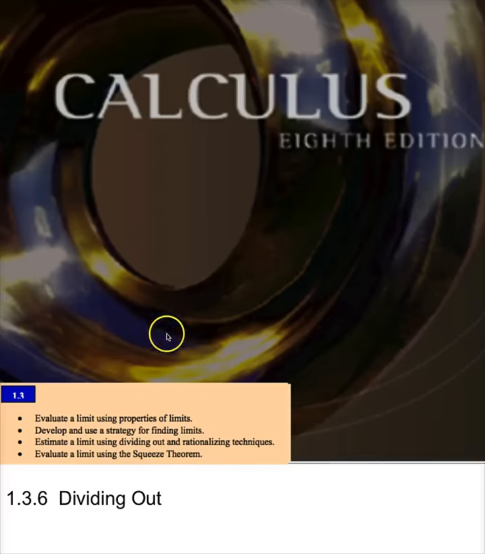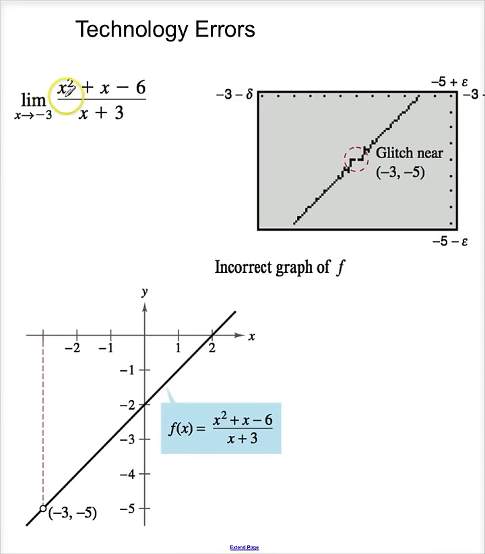Let's talk about the dividing out technique and when you would need it. Suppose you put this function right here in your calculator, x squared plus x minus 6 divided by x plus 3. If you look carefully, your graphing calculator will give you this little glitch. This is an incorrect graph. The function is not defined at x equals negative 3.